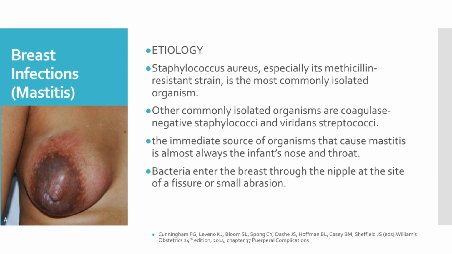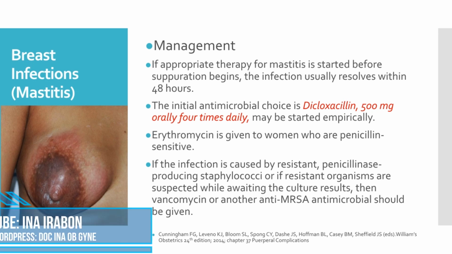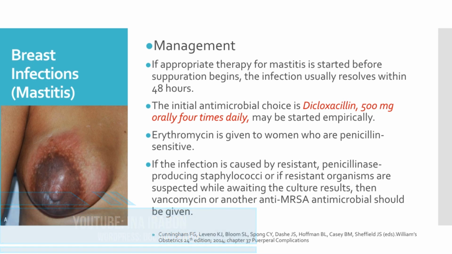So how do we manage breast infections? If appropriate therapy for mastitis is started before suppuration begins, then the infection usually resolves within 48 hours. No need for any surgical treatment. The initial antimicrobial choice is dicloxacillin at 500 milligrams orally 4 times daily. Erythromycin is given to women who are penicillin sensitive.